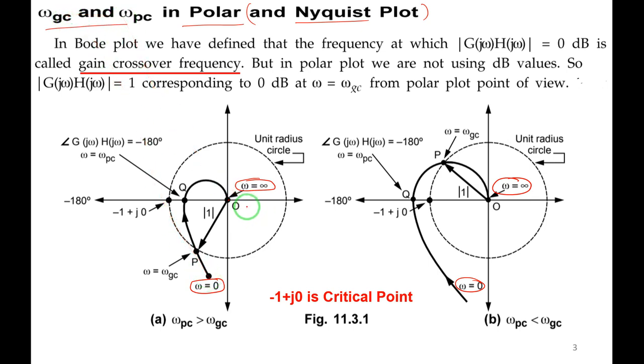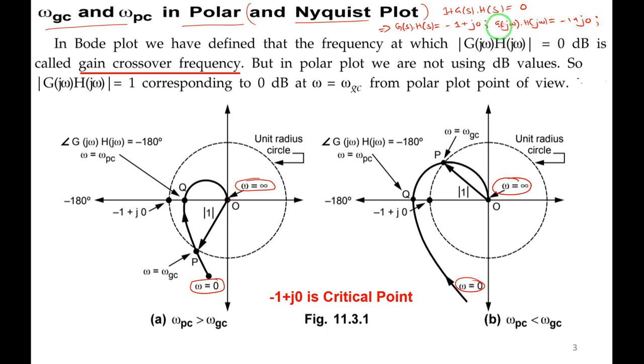First, I want to find out the gain crossover frequency. We know that the characteristic equation is 1 plus G(s)H(s) equal to 0, which implies G(s)H(s) is equal to minus 1. I can write it as minus 1 plus j0, right? No problem. Replace s by j omega, in the frequency domain, G(j omega)H(j omega) is equal to minus 1 plus j0, right?